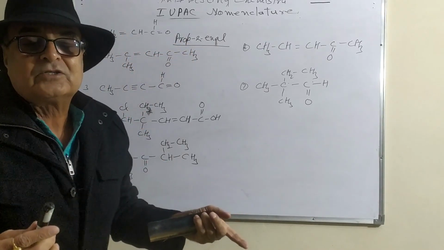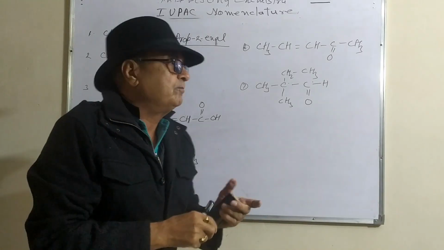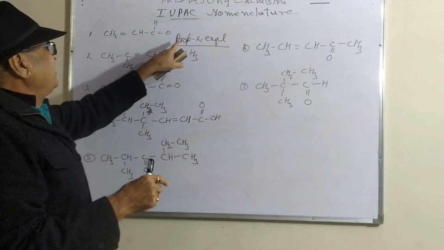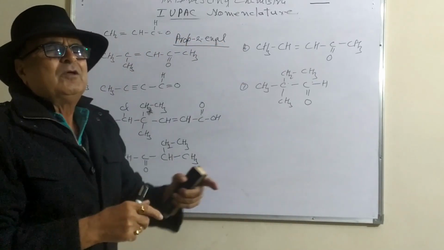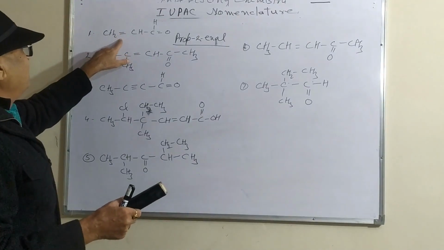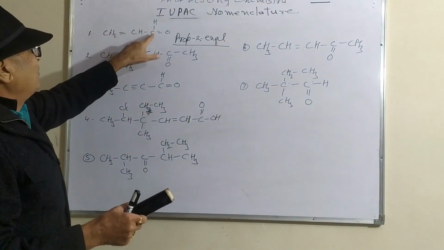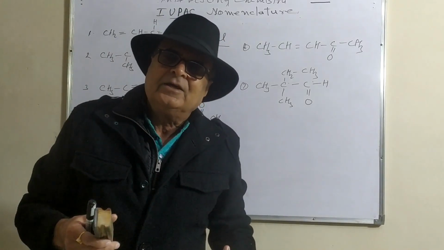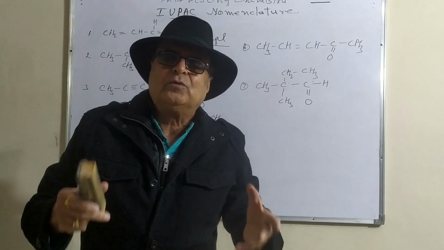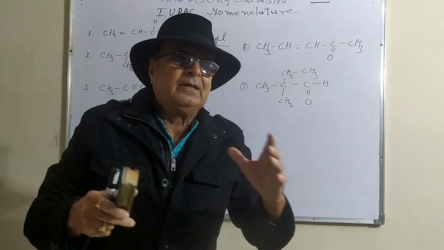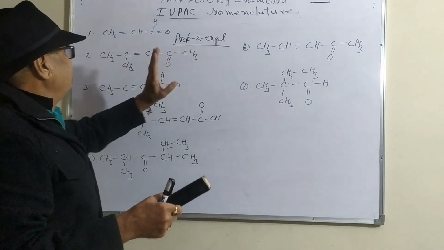In other words, you can write the name of this compound as 2-propenal, or you can simply write propenal, because you can't change the location of the double bond or the location of CHO. There will be no alternative name in 2-propenal. So you can write here propenal.